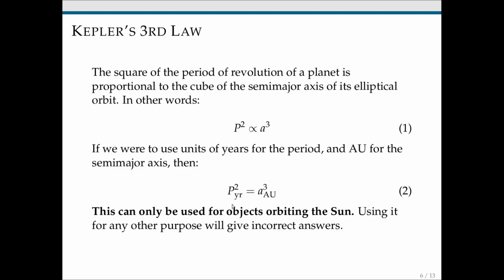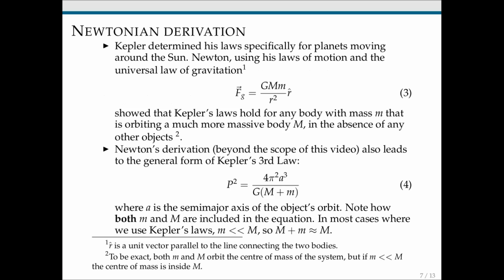Now, this is obviously true for our own Earth by definition, because the Earth takes 1 year to travel around the sun, and the radius of the Earth's orbit around the sun is 1 astronomical unit by definition. And because the constant of proportionality is the same for all the other planets, and indeed all the other objects orbiting the sun, they can all follow this equation. Now, this can only be used for objects orbiting the sun. Using it for any other purpose will give incorrect answers.